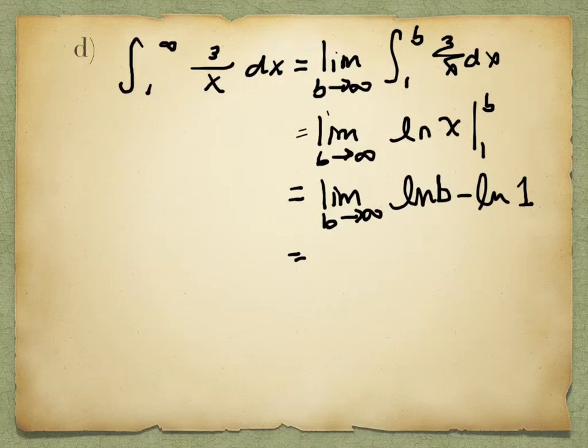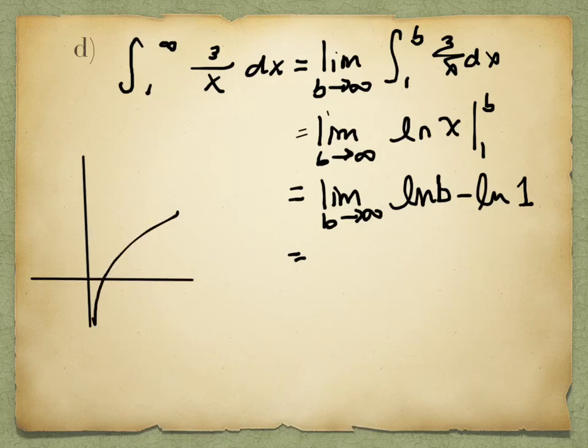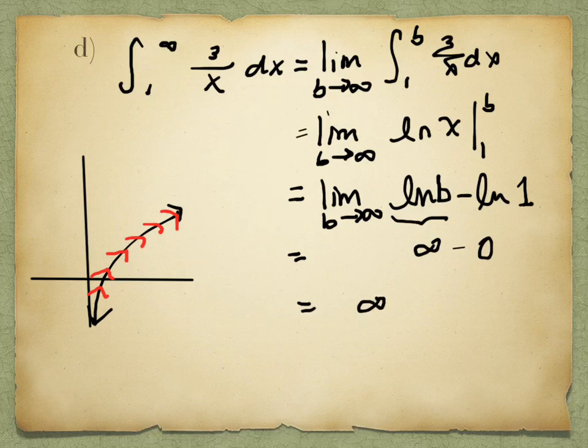So natural log of b is actually going to be, in essence, taking a look at the graph of the natural log, which we looked at the left-hand side of just a moment ago. Let's look at the right-hand side on this one. If b is going to infinity, we're moving outwards this way. And as you can see, this piece here turns into infinity. And then natural log of 1 actually happens to be 0, so we get minus 0, and my solution is infinity.